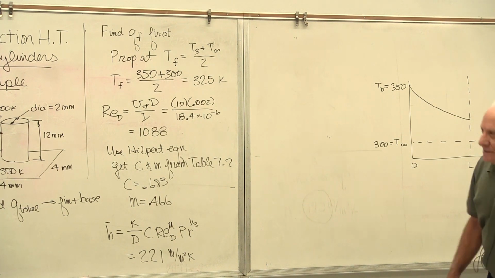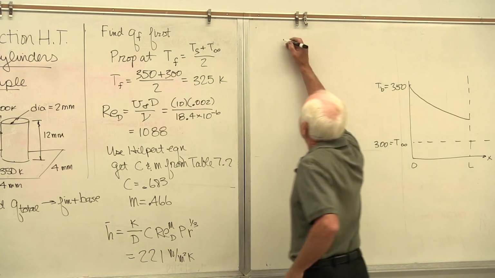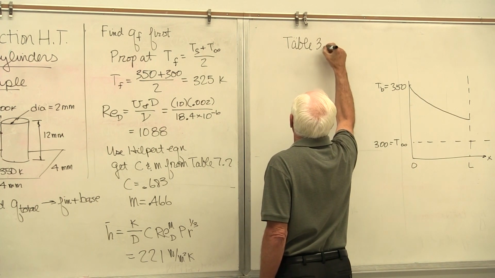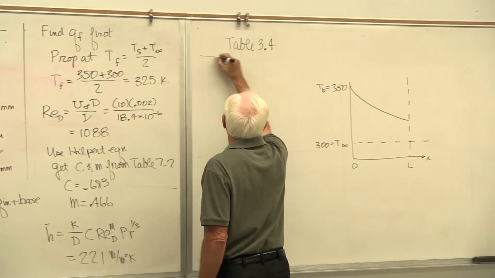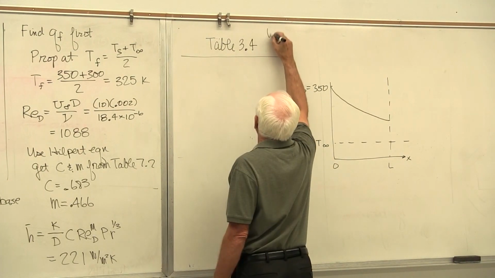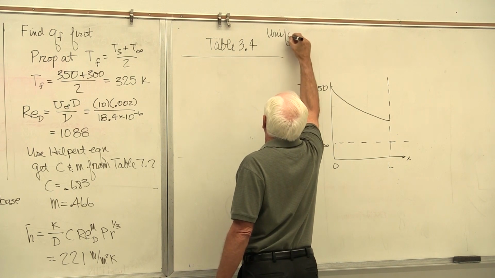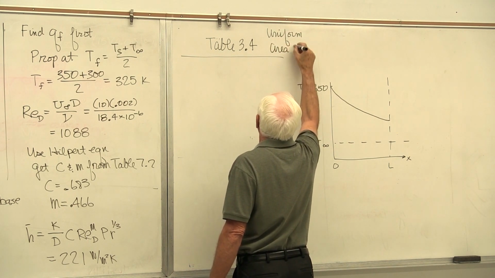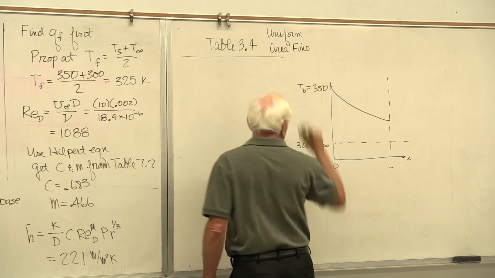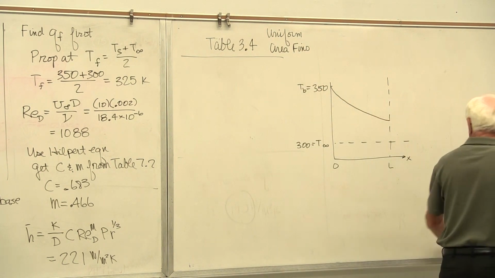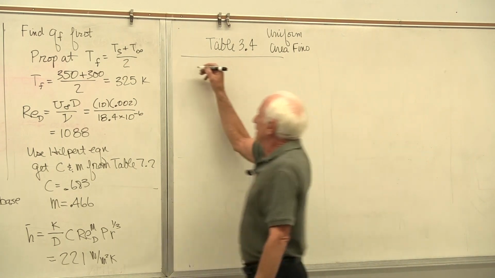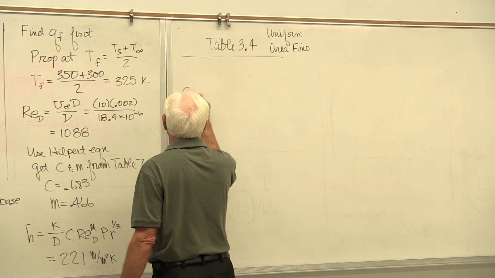Okay, back to fins. Let's see. I think what I'll do first is I'll try and look at table 3.4. Table 3.4. Okay, uniform fins. Okay, there were 4 cases. Case A, B, C, D.